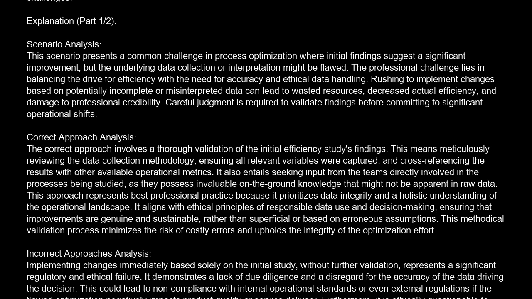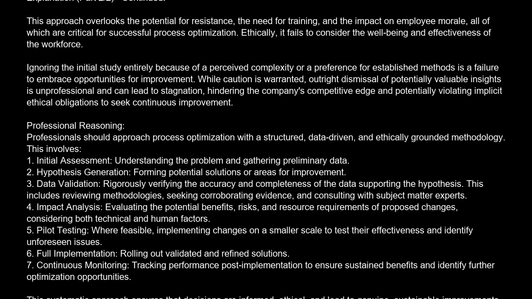Furthermore, it is ethically questionable to implement changes that could disrupt workflows or impact employee roles based on potentially inaccurate information. Focusing exclusively on the technology aspect of the proposed solution, while neglecting the human element and the practicalities of implementation, is also professionally unsound. This approach overlooks the potential for resistance, the need for training, and the impact on employee morale, all of which are critical for successful process optimization. Ethically, it fails to consider the well-being and effectiveness of the workforce.